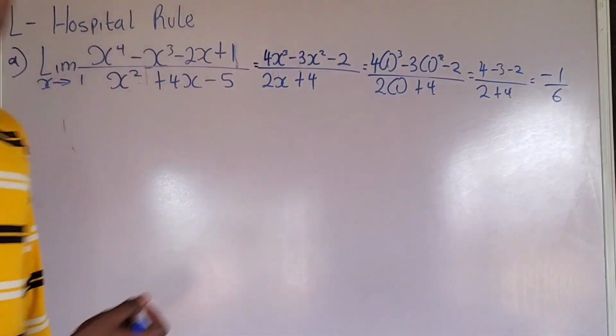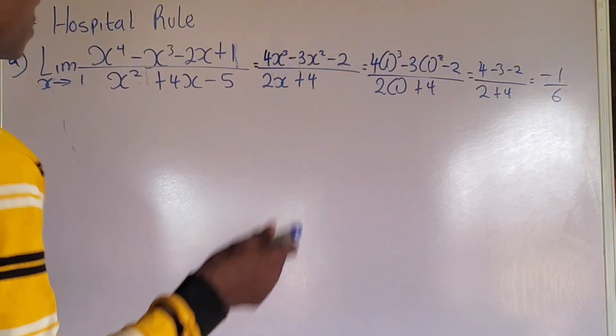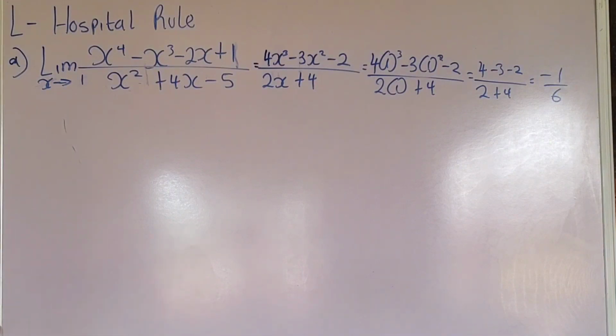Okay? So you can see now, L'Hospital rule is suitable for this kind of function. You understand? The final answer is negative 1 all over 6. Okay? Now, let us look at another question. Maybe you should try this.